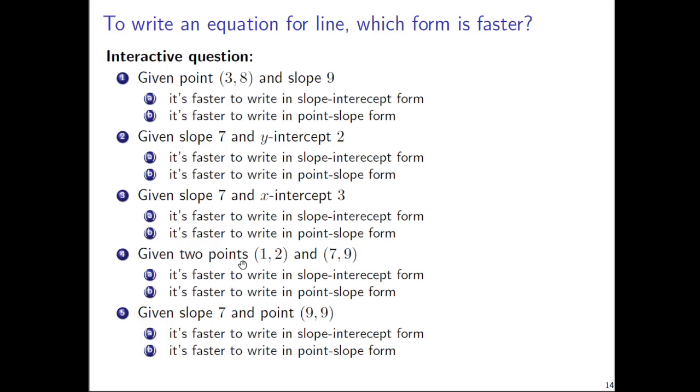What's faster? What if you're given 2 points? What's the faster form? What if you're given slope 7 and the point 9, 9? Which is the faster form?